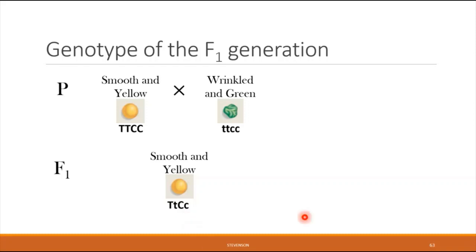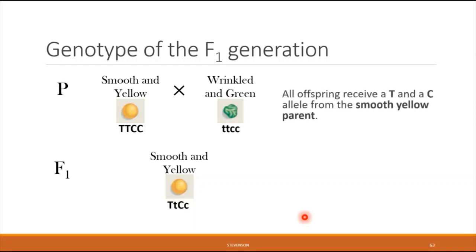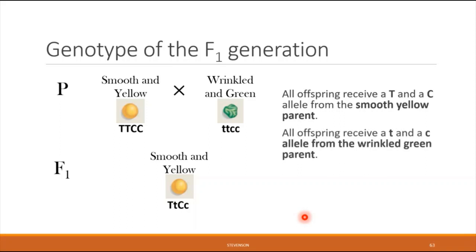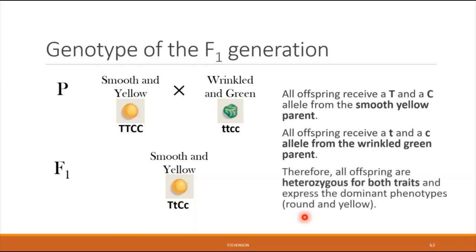They all are the same because their parents are true breeding. All of them received a big T and a big C from the smooth yellow parent. All of them received a little t and a little c from the wrinkled green parent. Therefore, they are heterozygous for both traits, both for color and texture. And we see that represented. We should have two T's here and two C's here, and we do.